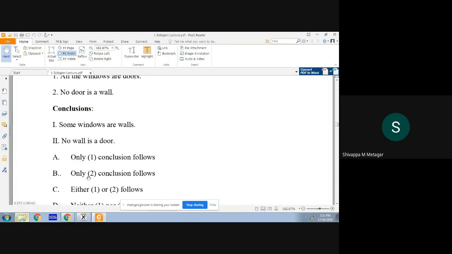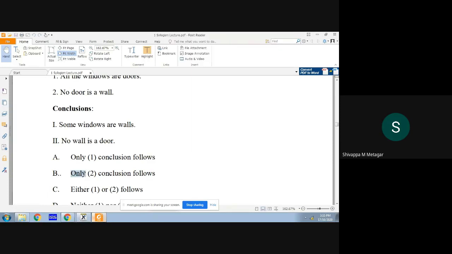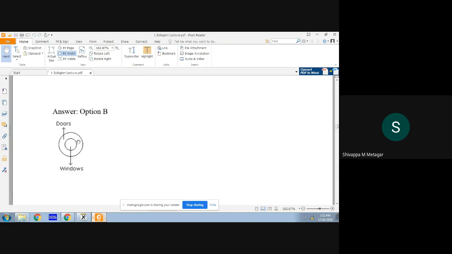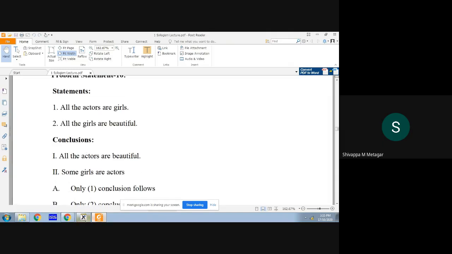Here, only the second statement, no wall is a door. The first one is wrong, that is, all the windows are doors, it means it is wrong. But the second one, no door is a wall. In the statement they have given no door is a wall. So the second statement is right. Only statement 2 gives the right answer to the given question. Okay, see this on the diagram. Next.